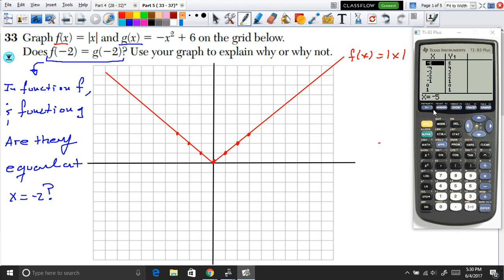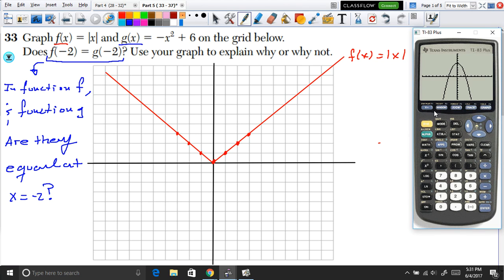So let's come back to the calculator. Let's press y equals. Let's clear this. So you press clear. Now let's put in the other function. Negative x to the second plus 6. So now that we have it, if we press second table, we're going to get some values around here. So these are the table values for negative x squared plus 6. So if you want to look at the graph, you press it. So this is how our graph is going to look.